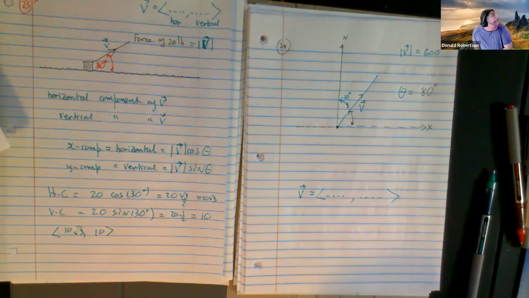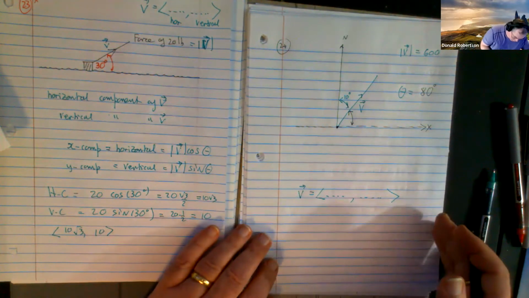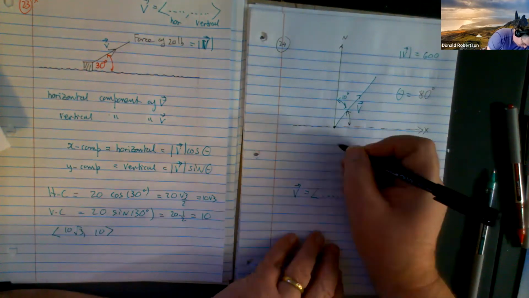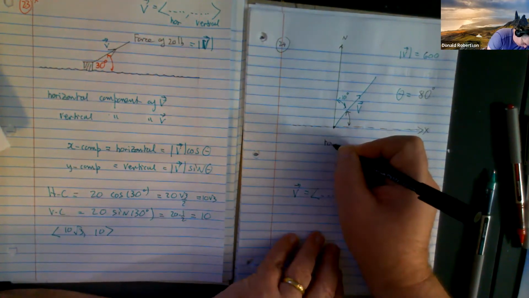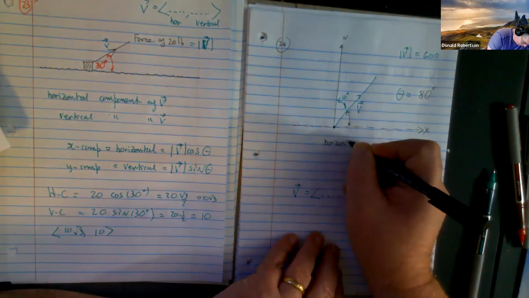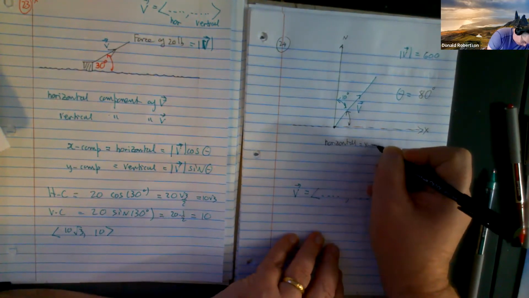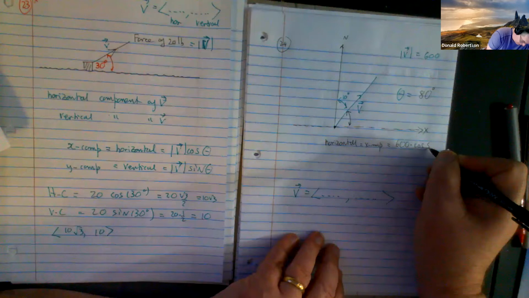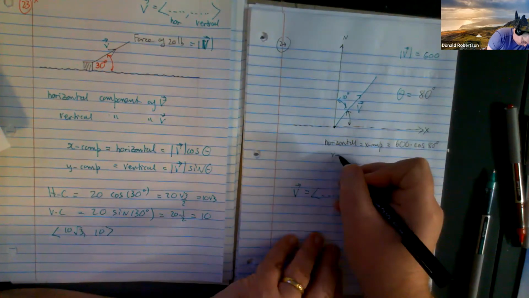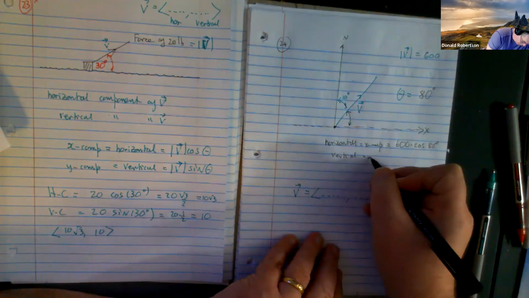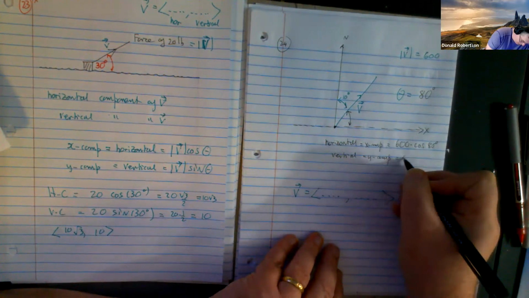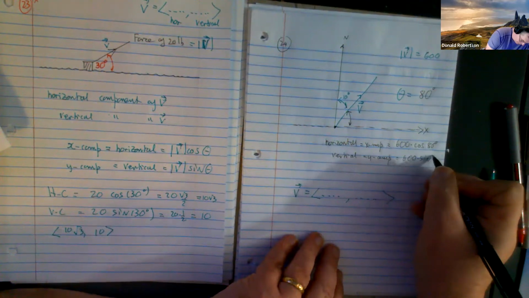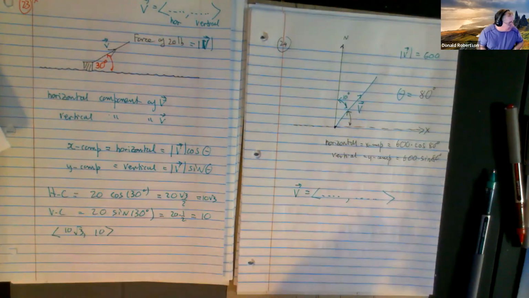Now, you can calculate the x and the y, guys, in any way that you want. If I wanted to, for instance, do the horizontal, I would call that the x component. It would just be the magnitude times the cosine of 80 degrees. And if I wanted to do the vertical, which I would call the y component, wouldn't it be 600 times the sine of 80 degrees? And in this case, I'm pretty sure you would be doing it to 2 decimal places, say.